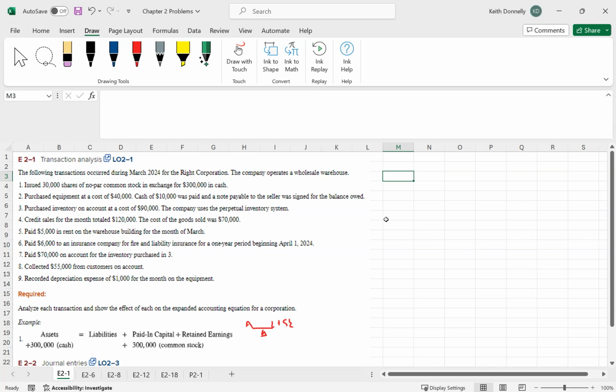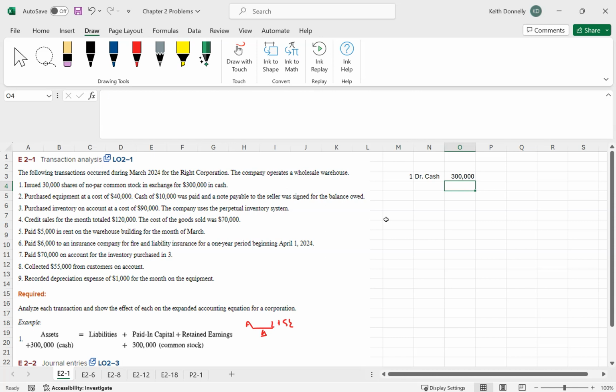We're going to look at number 1. It says, we issued 30,000 shares of no par common stock in exchange for $300,000 in cash. So anytime you get a journal entry, you need to pluck out, like you're filtering it, what the accounts are and what the effects are on that equation. And remember, I said always start with cash. That's the easiest. So what did you get? Another way to think about this is, what did you get and what did you give? Here we got cash, debit cash for 300,000.